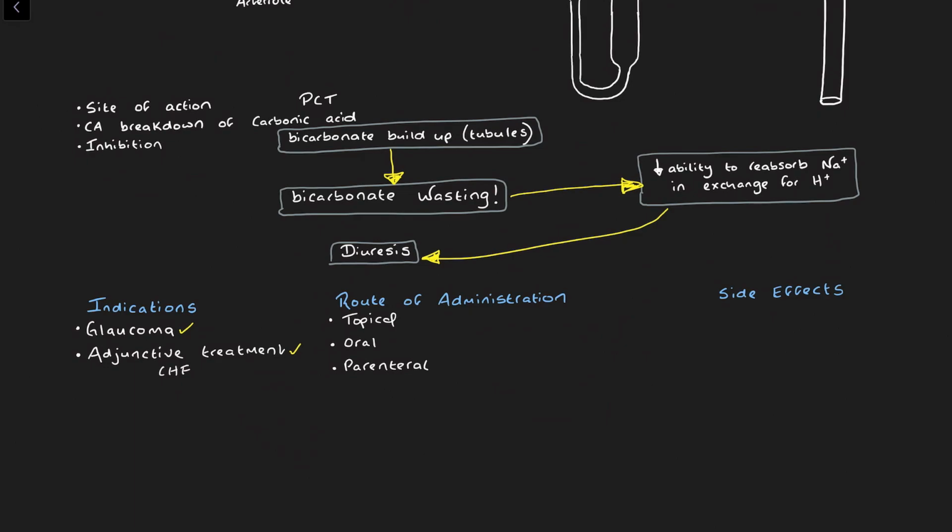Route of administration: you've got topical, oral, and parenteral. The topical are usually used as eye drops, so you've got brinzolamide and dorzolamide. Brinzolamide is usually used twice daily for glaucoma, and dorzolamide usually 1-3 times a day. The oral form can be used as acetazolamide tablets, and parenteral is acetazolamide intravenous.